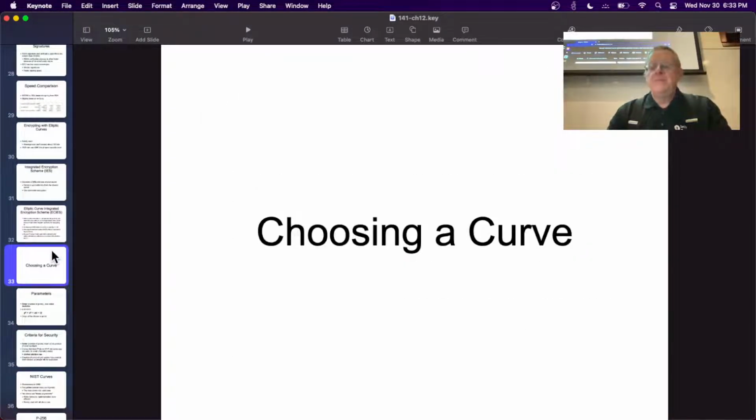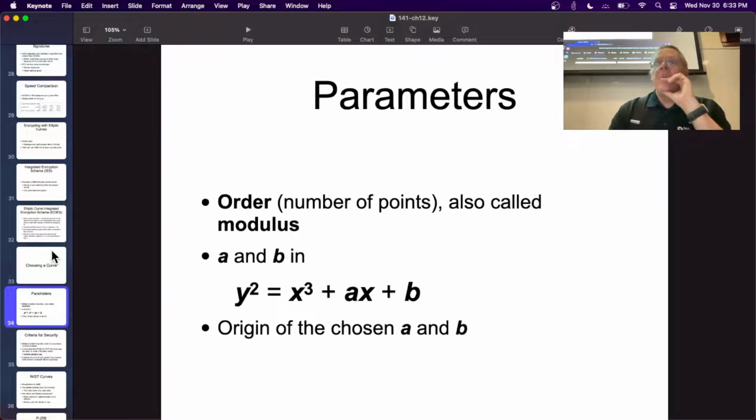with security. All right, so the only issue left now is choosing a curve. Now, here's the basic way to define a curve. There's the number of points, called the modulus. There's the A and B that you have in this equation, and then there's an explanation of why you chose that A and B. These are things that you would consider when deciding how secure a curve is.